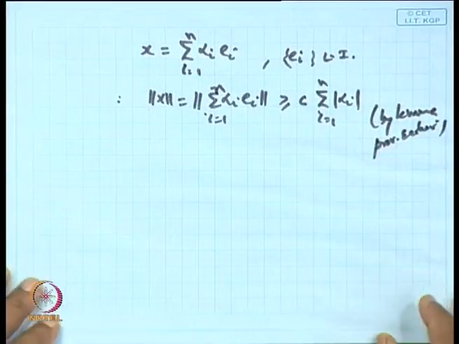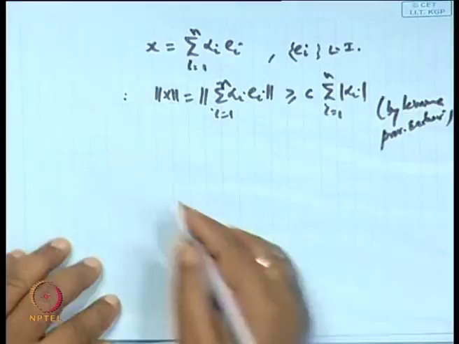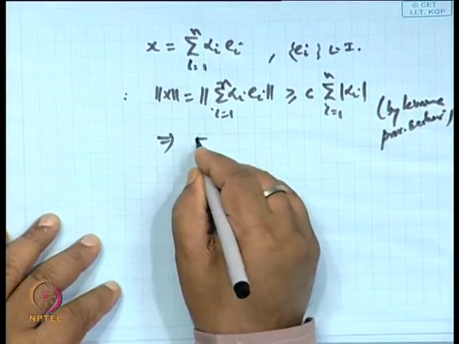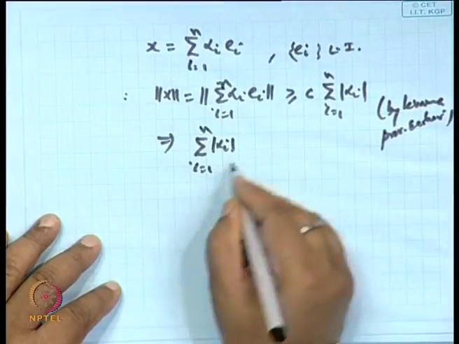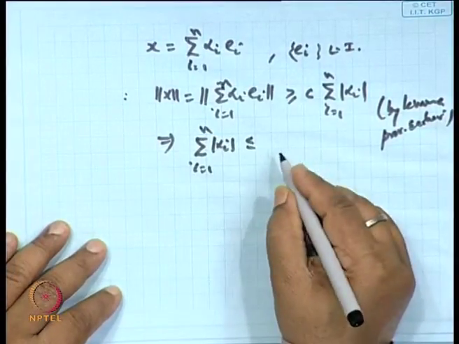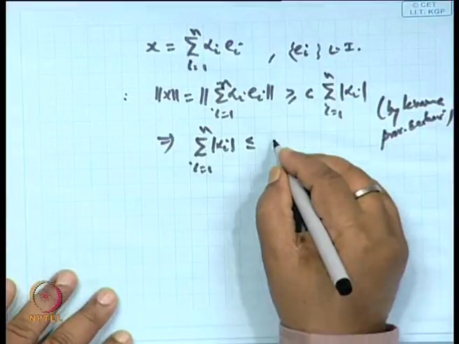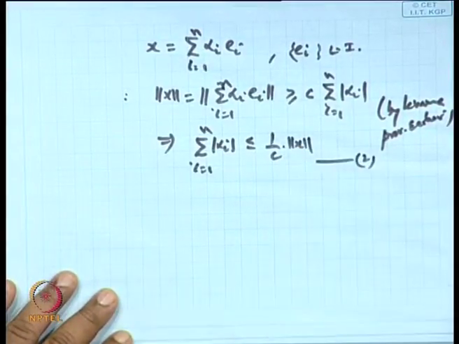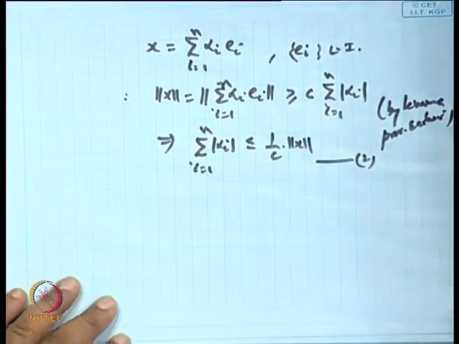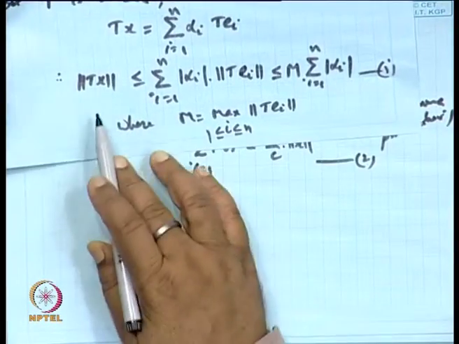Okay. This is the lemma proved earlier. So, from here we get sigma mod alpha_i, i from 1 to n, is less than or equal to 1 by C into norm x. Let it be (2). Now, if we combine (1) and (2), (1) is norm of T x is less than or equal to this, (2) is sigma mod alpha is less than that.